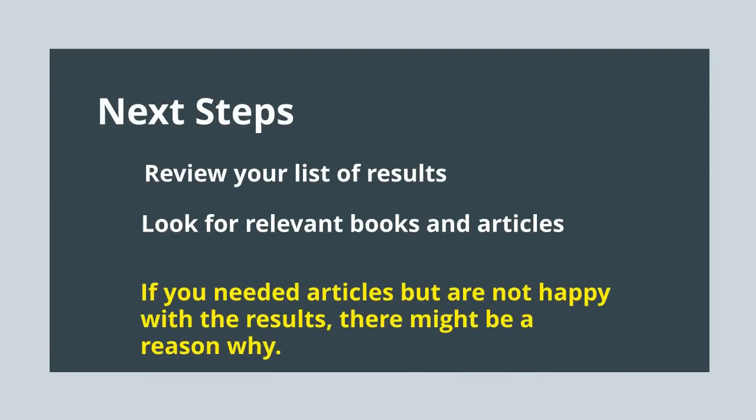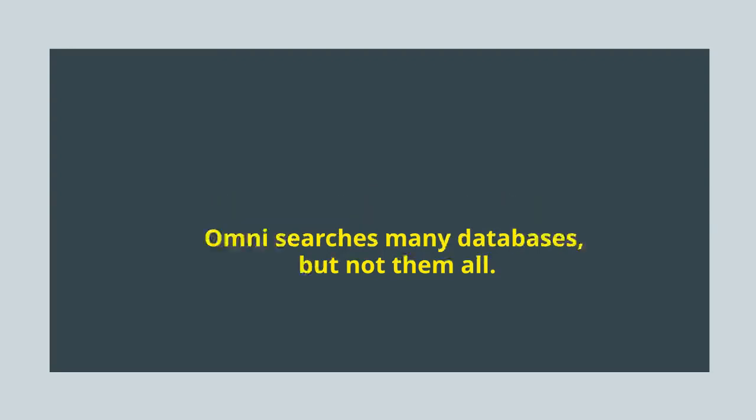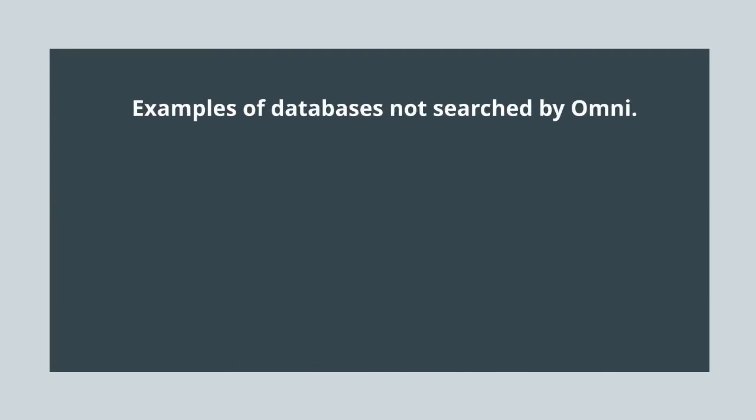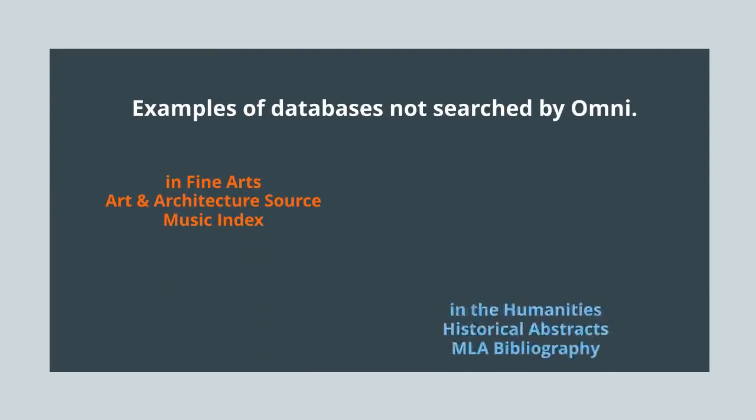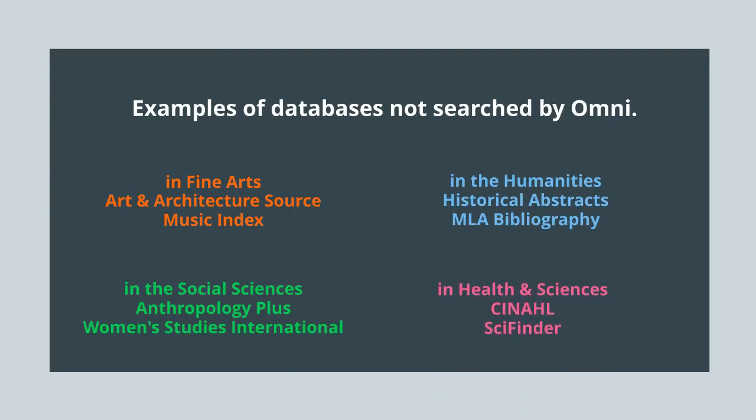It could be that the most subject-appropriate databases are not being searched by Omni. Omni searches many library databases, but it does not search them all. Databases not searched by Omni include Art and Architecture Source, Music Index, Historical Abstracts, MLA Bibliography, Anthropology Plus, Women's Studies International, SynHall, and SciFinder.